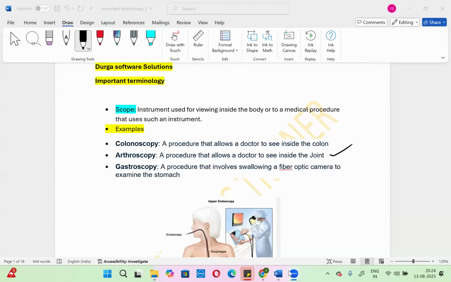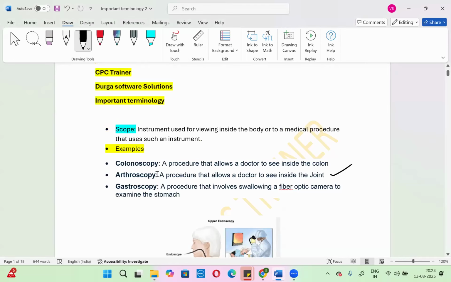Okay, so take down the notes for today's session. Write the heading as medical terminology class 2. And then write scopy. The notes, scopy. And after that, you write scopy means what? It's the instrument used to view inside the body. That's it. Don't write all this, okay? Scopy is instrument used to view inside the body.